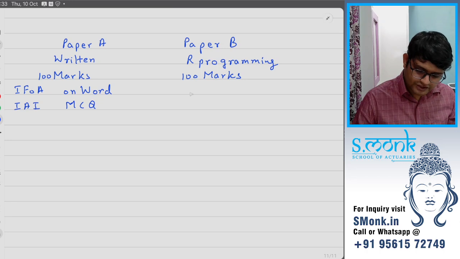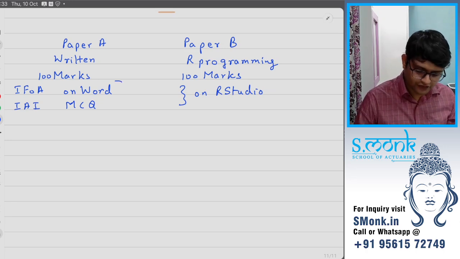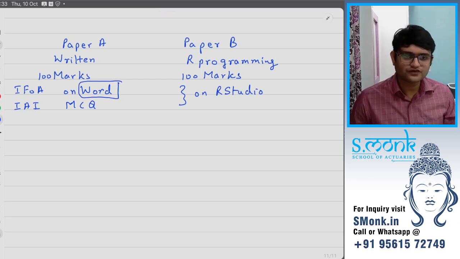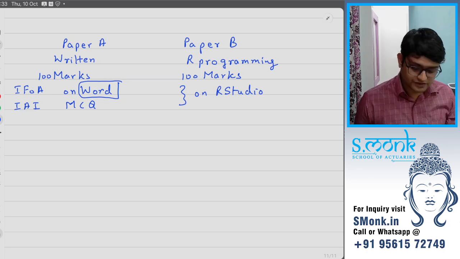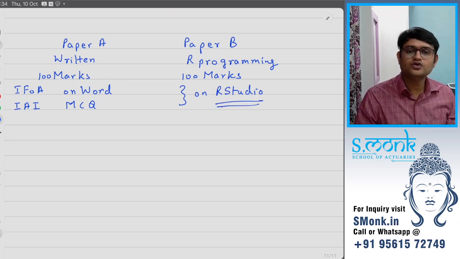Then of course R programming in both IAI and IFOA will be on. There is a software called R Studio. It's a free software. You don't have to worry about paying for it. But of course, if you are giving from IFOA, Microsoft Word is not a free software. Either it comes with your computer directly, then it's well and fine. Otherwise, you will have to buy Microsoft Office. But R Studio is free to download, free to use.